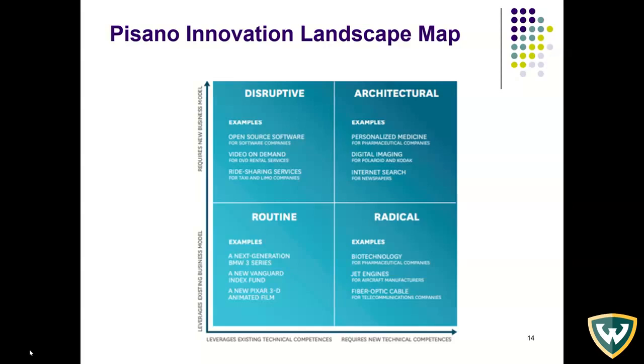So these are the really big disruptions. And so some of the examples: personalized medicine for pharmaceutical companies, digital imaging for Polaroid and Kodak. So this is digital cameras, internet search for newspapers. These last two examples are ones that you guys might be too young to really remember, how impactful digital cameras were to film cameras.